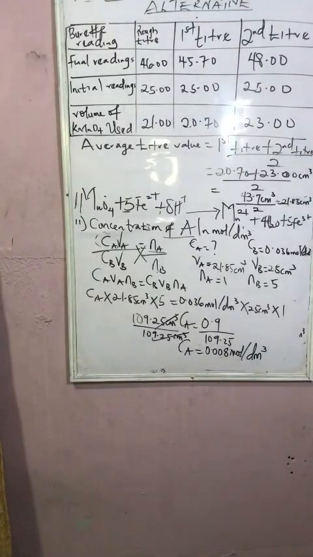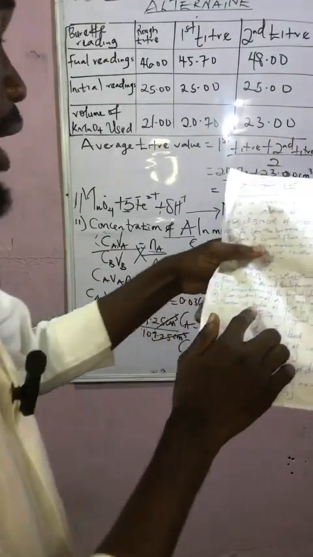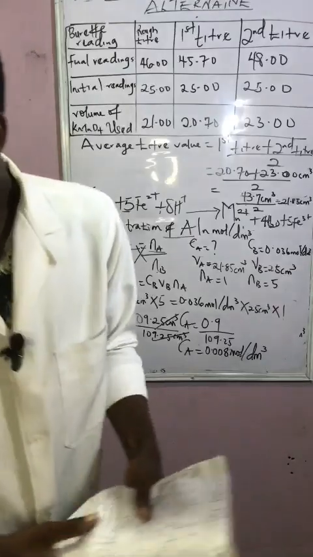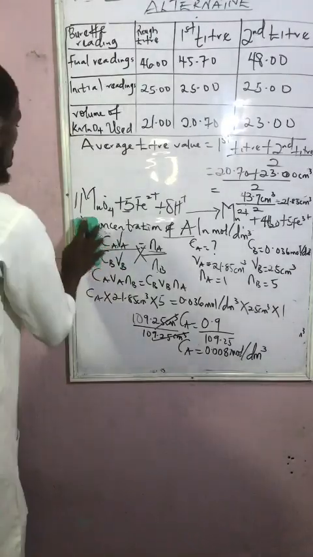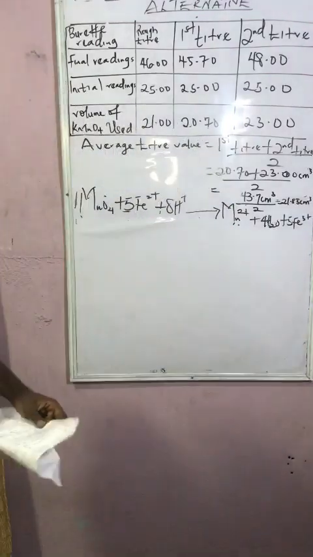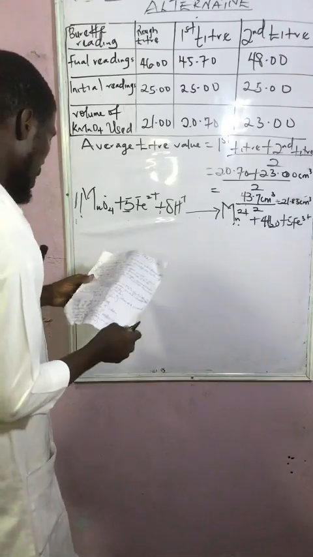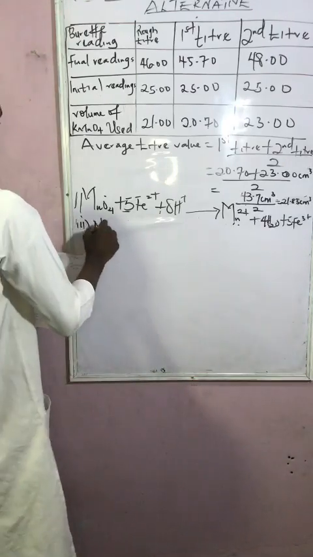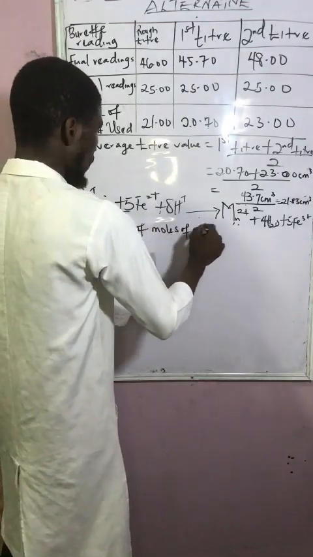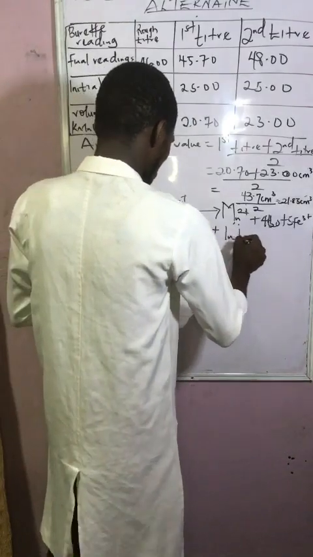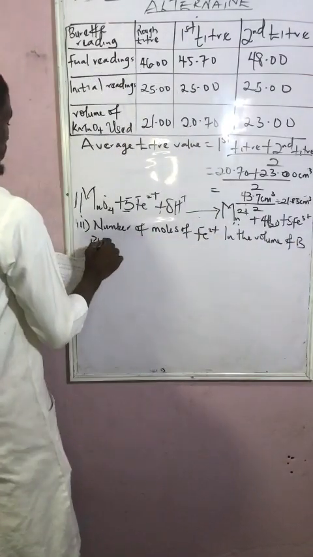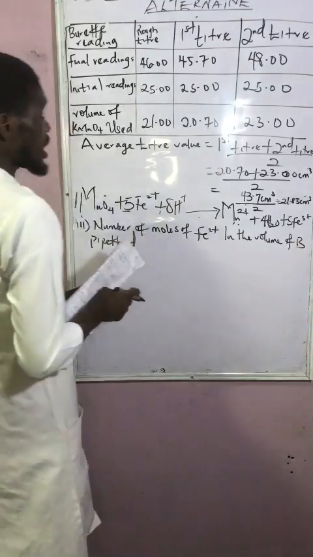So let's take a look at the last one, which states number 3: number of moles of Fe2+ in the volume of B pipetted. So class, this is very simple.